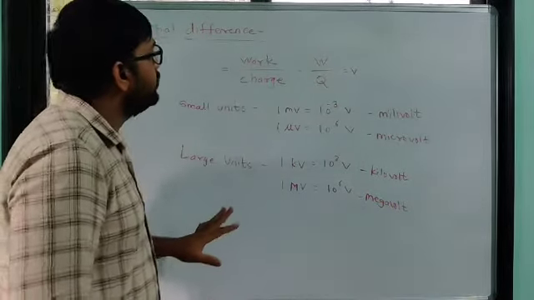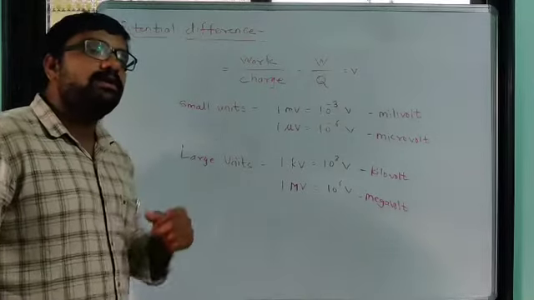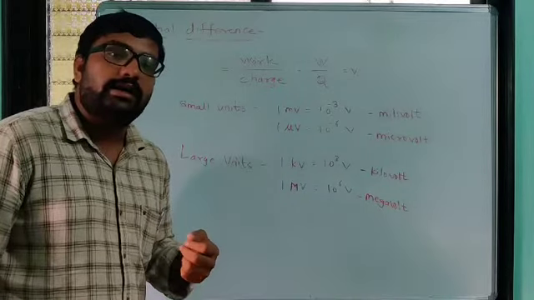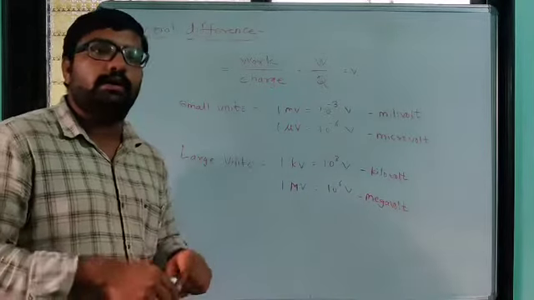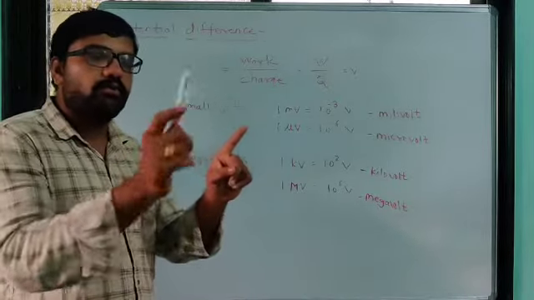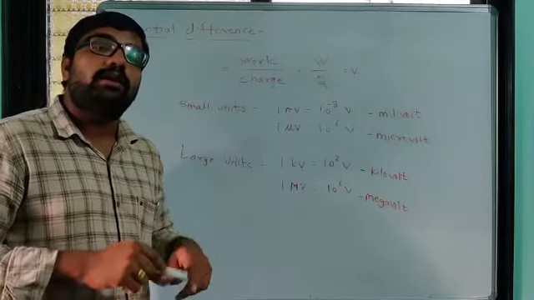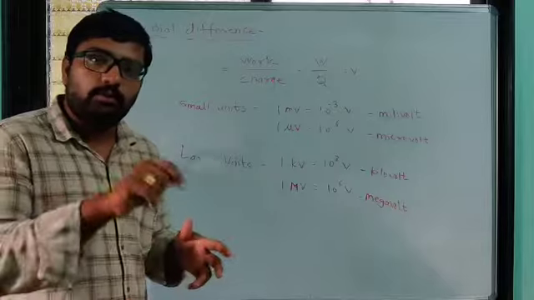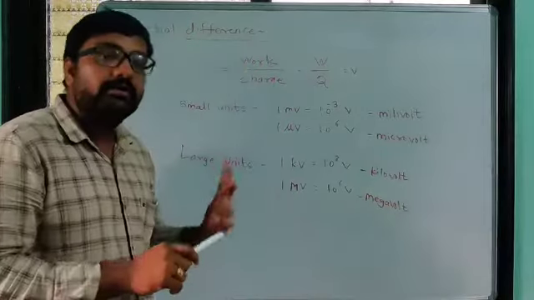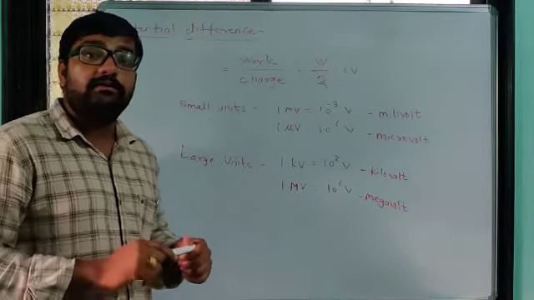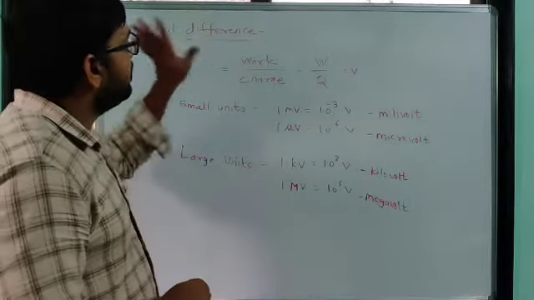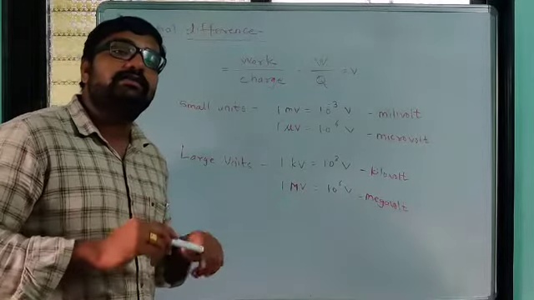Volt is the unit of potential difference, and potential difference is the work done to carry a unit positive charge from one point to another point. If you want to transfer one positive charge from this point to that point, then we have to do some work. Whatever work we have to do to carry that charge from one point to another is the potential difference, and unless there is a potential difference, it is not possible to move a charge. If potential difference is absent, then motion of charges does not take place.